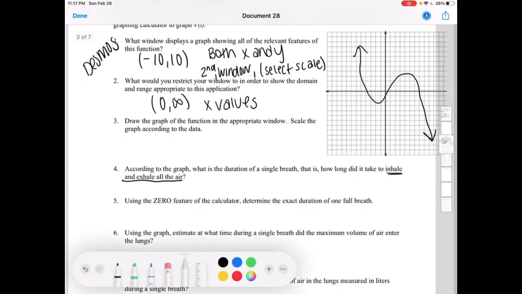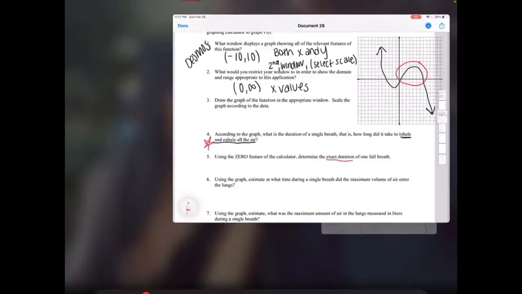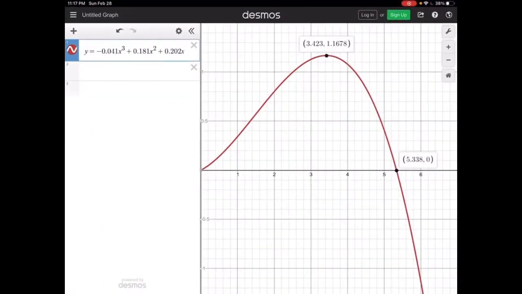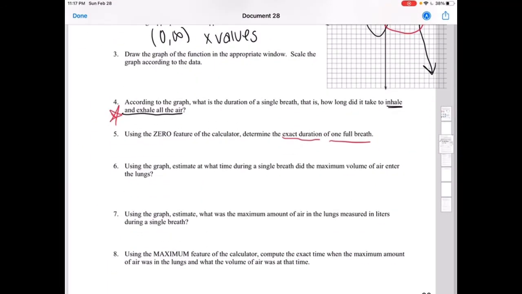It says estimate the duration it takes for the inhale and exhale. I'm going to say, okay, well, it's probably going to be this area. That's probably the duration of a single breath. Then it says, using the zero feature of the calculator, determine the exact duration of one full breath. Since we have Desmos in front of us, and it tells us the exact intercept, we know that 5.338 seconds is exactly when we have inhaled and exhaled fully.